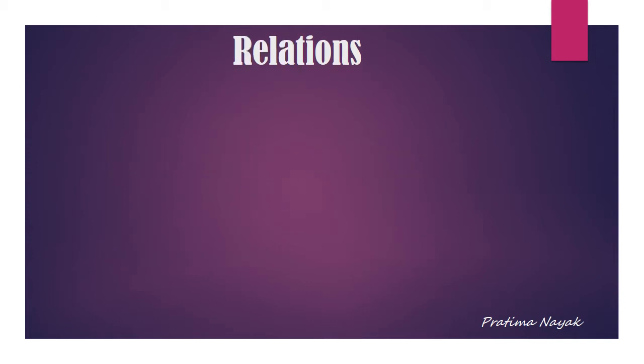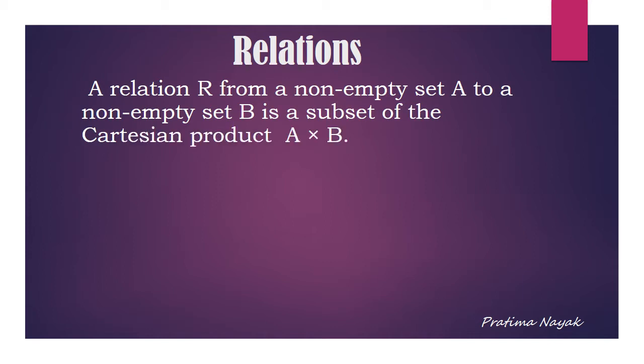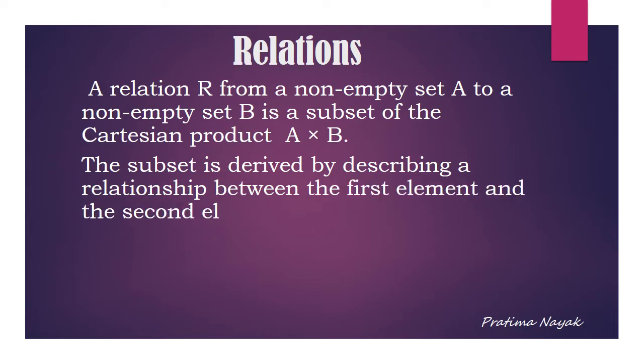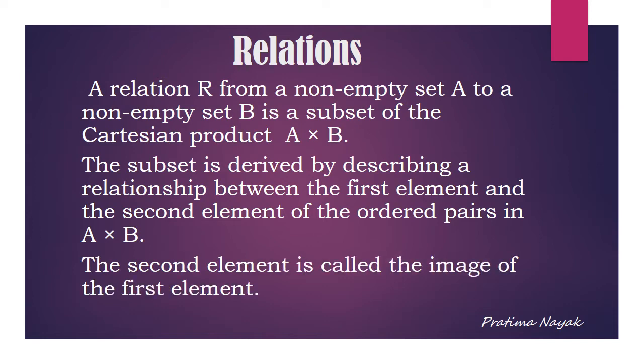A relation R from a non-empty set A to a non-empty set B is a subset of Cartesian product of A and B. The subset is derived by describing a relationship between the first element and the second element of ordered pairs in Cartesian product of A and B. The second element is called image of the first element, and we write R is equal to the set of all ordered pairs (x, y) such that x belongs to A and y belongs to set B and x is related to y. We write the condition.